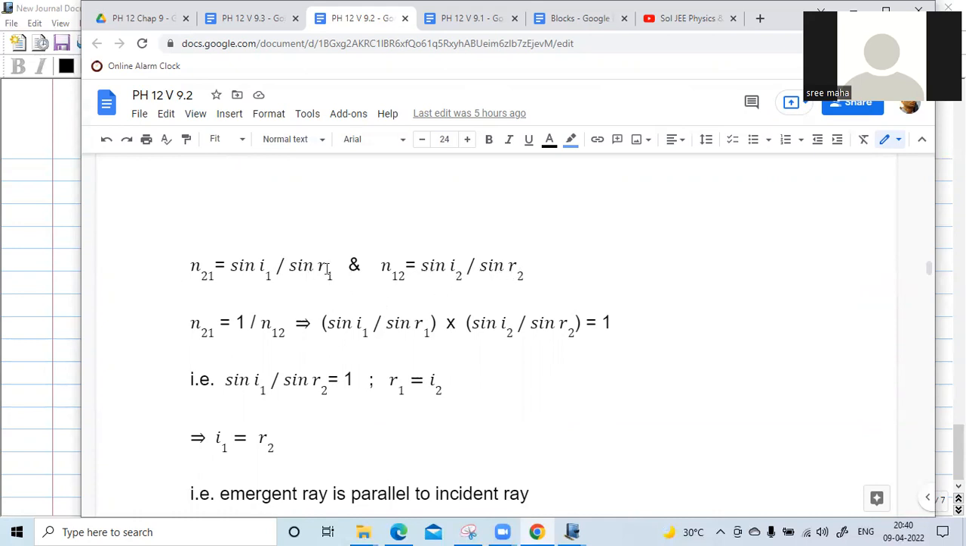And this and this are reciprocals. So this and this reciprocal should be the same. And r1 and i2 are the same. So from that I get i1 equal to r2.